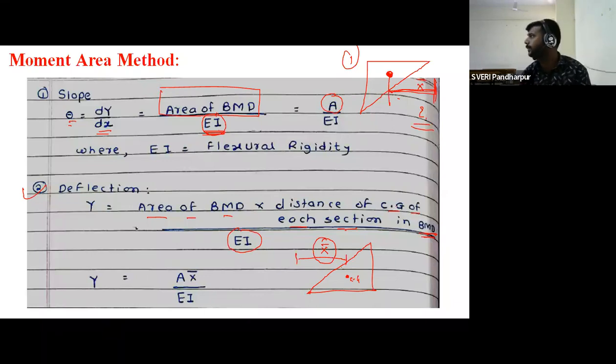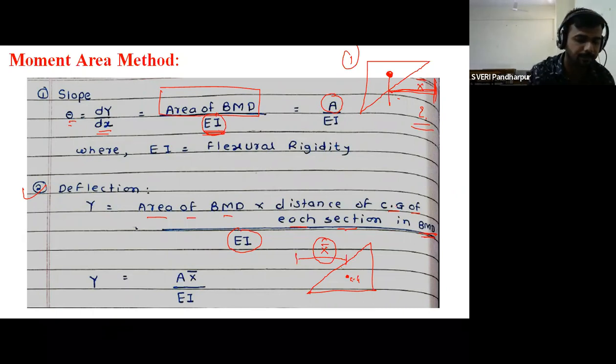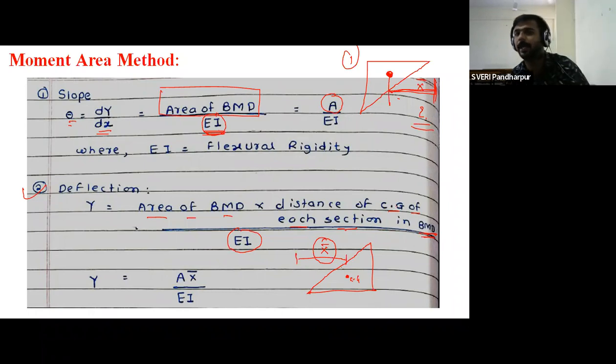Then take these two formulas. Basic formulae. These formulas are applicable for all the 4 standard cases. Only write down the formulas, don't draw any figure. So first formula is for the slope. Slope is indicated by theta. It is also indicated by dy by dx. Area of BMD divided by E into I. So this is the slope formula.